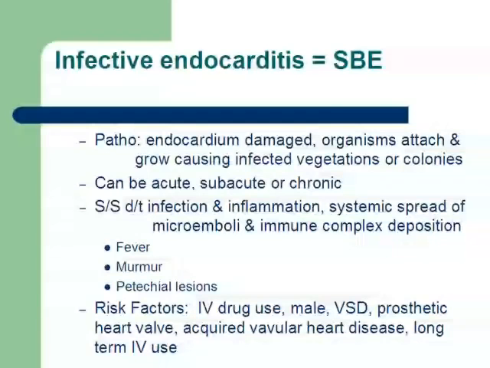It can be acute, subacute, or chronic. Symptoms are due to infection and inflammation, the systemic spread of the microemboli, and the immune complex deposits. You'll have fever, a murmur, and petechial lesions that can occur on the skin. Risk factors are IV drug use, being a male, having a ventricular septal defect, a prosthetic heart valve, acquired valvular heart disease, or long-term IV use, which could be even therapeutic IV use.